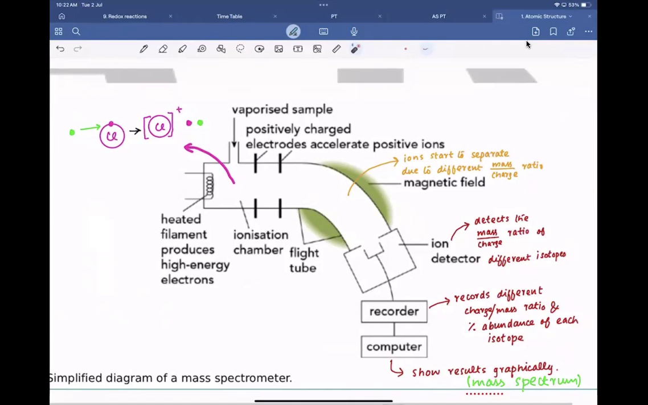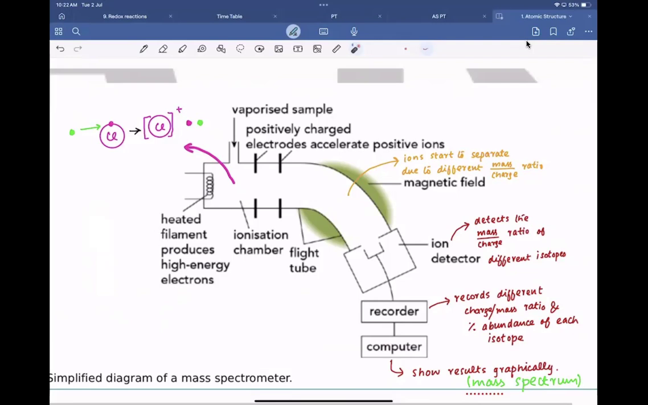Is this clear? For example, if we talk about chlorine, there are two types of chlorine atom. One chlorine atom has a nucleon number of 35, which means the sum of protons and neutrons is 35. And there is another chlorine atom whose sum of protons and neutrons is 37, isn't it? Yes, sir. So their masses are different. Some isotopes have a mass of 35, and some have a mass of 37. So what happens to their mass to charge ratio? 35 over +1 and 37 over +1, isn't it? Yes, sir.